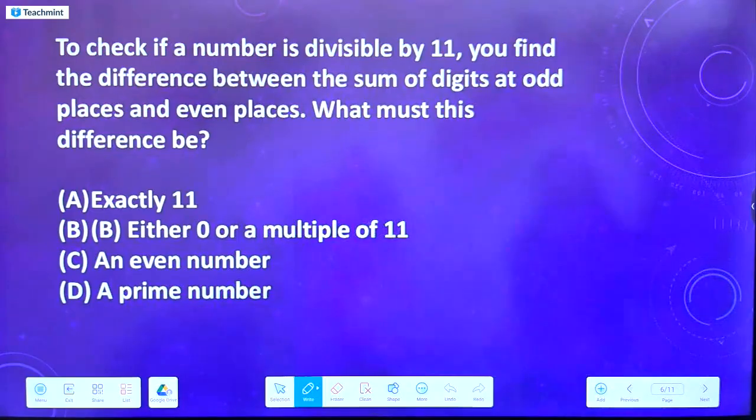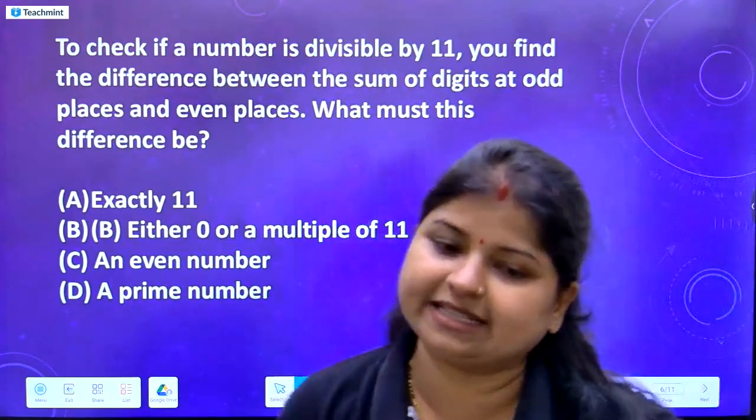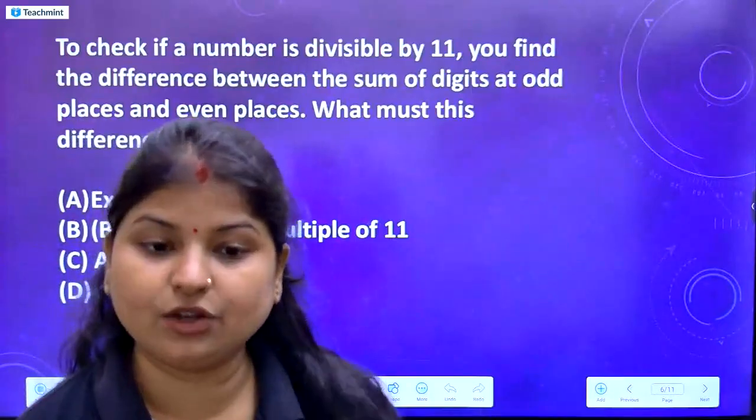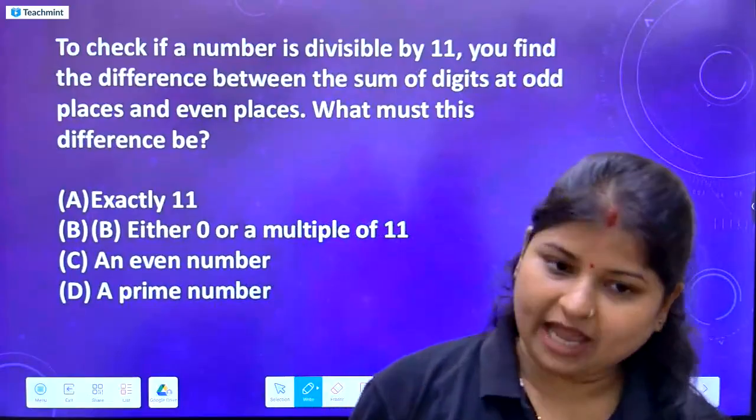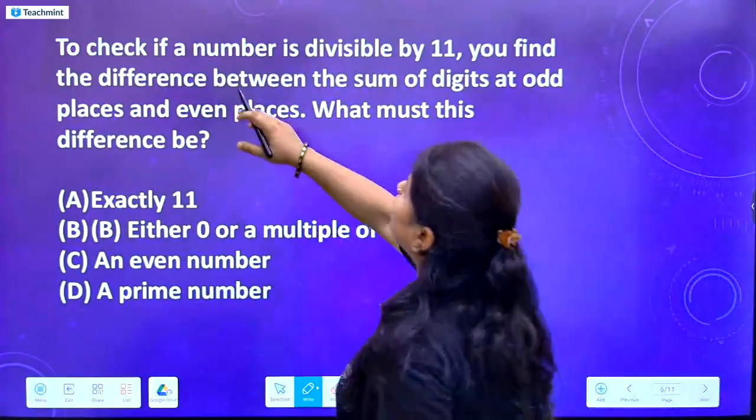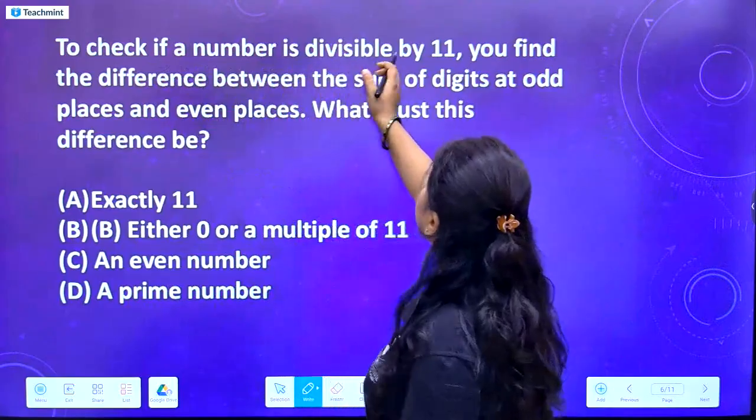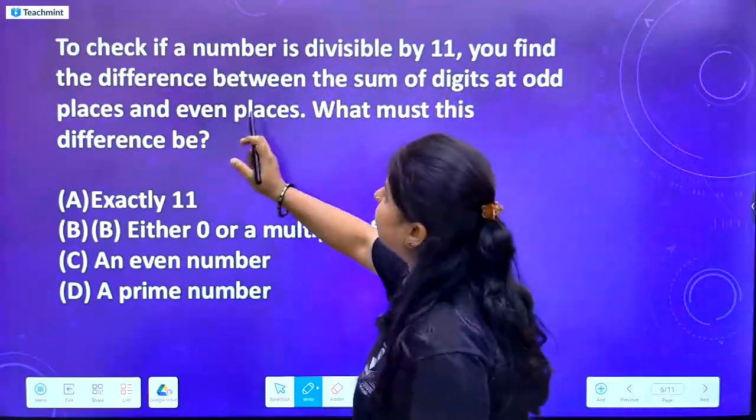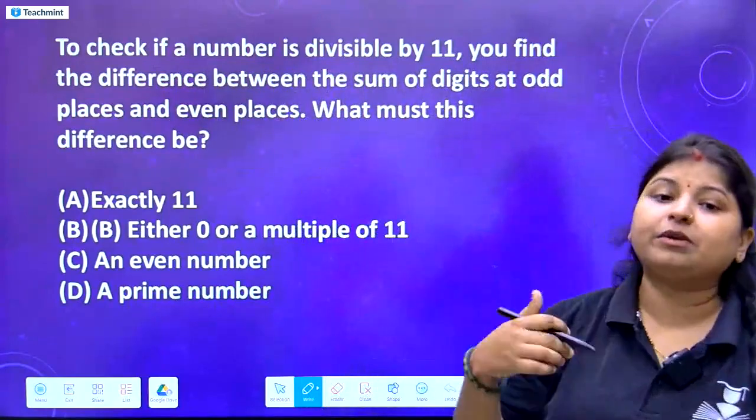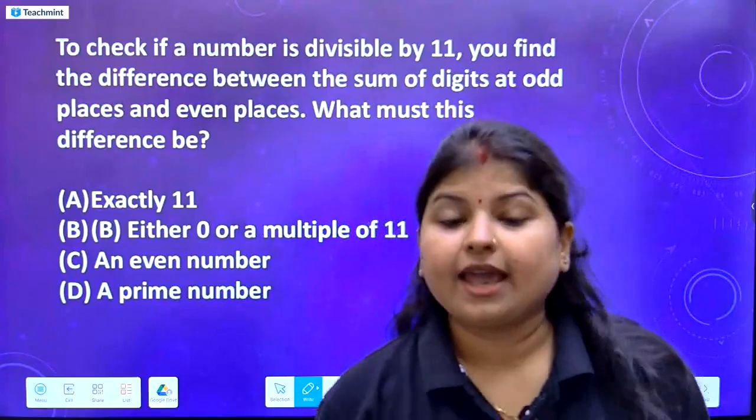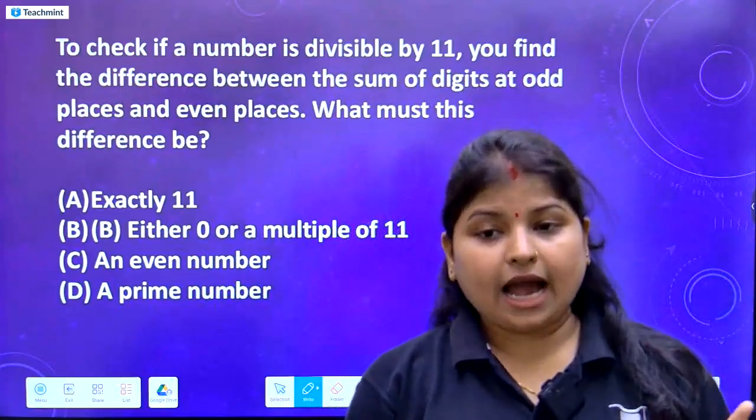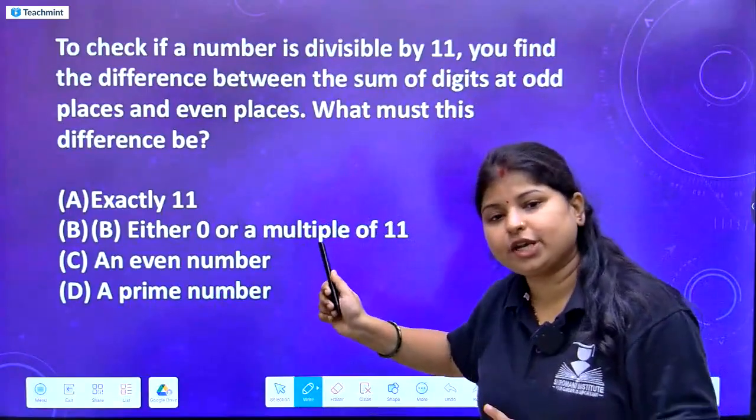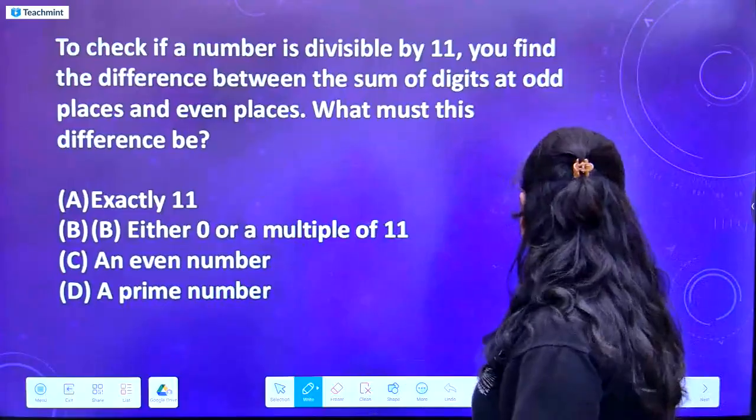Ma'am, how do we do it? Huh, beta, I'm explaining this, dear. See, first let us understand the question and then I will tell you how we have to do it, okay? To check if a number is divisible by 11, you will find the difference between the sum of digits at odd places and even places. What must this difference be? Here, you are being asked the divisibility rule of 11. So before doing this question, let us understand the divisibility rule for 11.